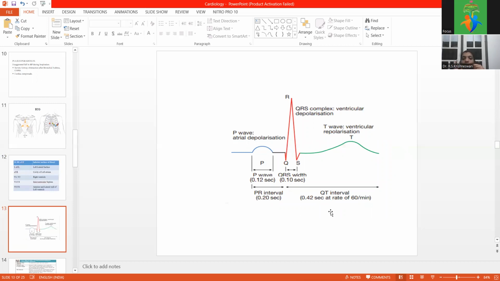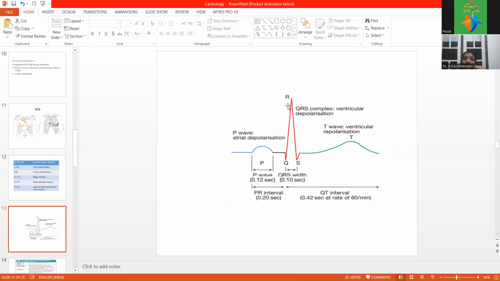P wave. Very, very important. The only wave which represents atrium in ECG is P wave. And P wave represents atrial depolarization.